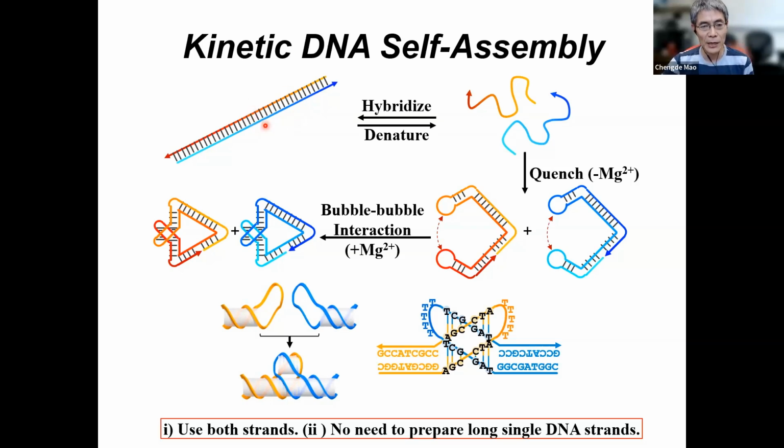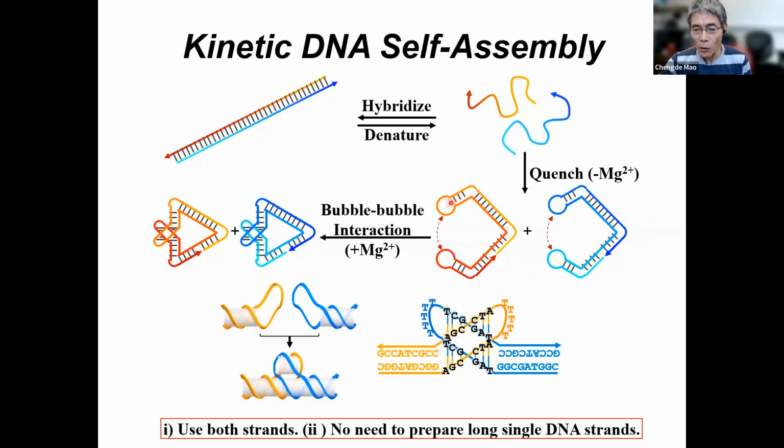So this is exactly what will happen. Okay, we designed this guy, and this was two strands. You increase temperature, so this DNA duplex dissociates into two single-strand DNAs, and then you quickly quench to very low temperature. Then those guys will self-fold into this structure or this structure.